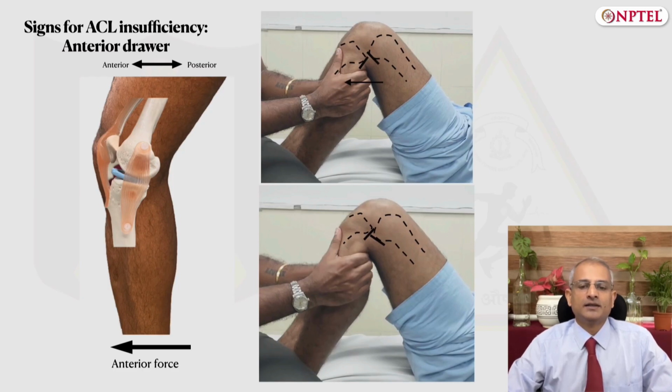Anterior drawer is done at 90 degrees flexion of the knee, where we pull the tibia forward as shown in the figure. A side-to-side difference is noted to see the amount of translation. A grade 1 laxity generally means that the translation is less than 5 millimeters. A grade 2 means it is between 5 to 10 millimeters. And grade 3 is generally translation more than 10 millimeters of tibia. This classification is common for any ligamentous injury.